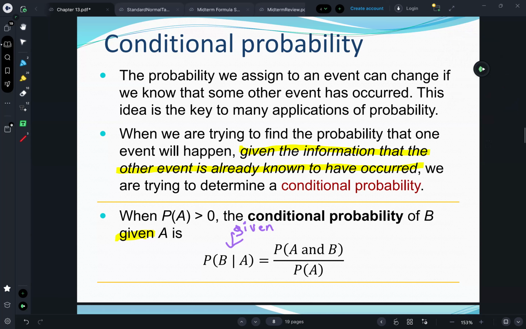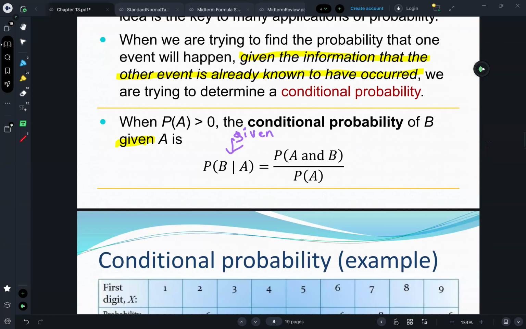What's the probability that the patient has lung cancer given they smoked 40 years? It changes the probability space. If it's just a random person, the probability of having lung cancer is going to be different than if we know they smoked for 40 years. It changes. That is conditional probability, and we will see more examples as we go.